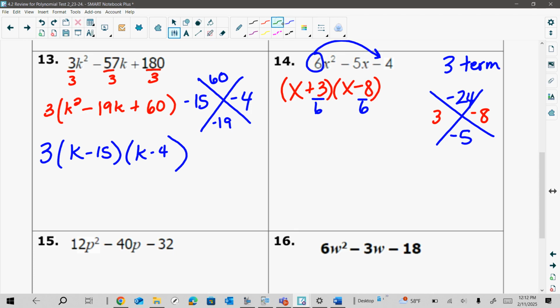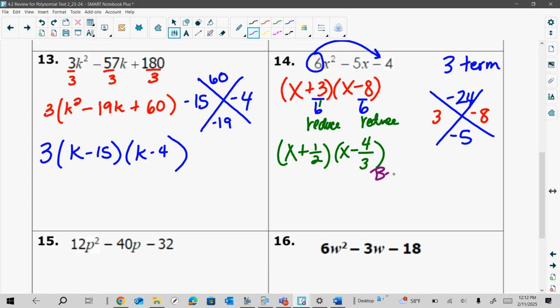This can be reduced. Both of these. So when we reduce, this can be reduced to 1/2. So we have x plus 1/2 here. This can be reduced to, what is that, 4 thirds. And then we're going to do bottom number up. This bottom number is going to go up to the front. So that's 2x plus 1. This bottom number goes up to the front. That's 3x minus 4.